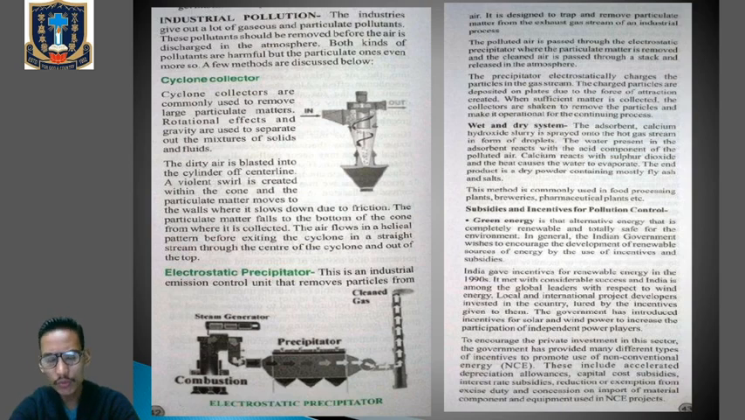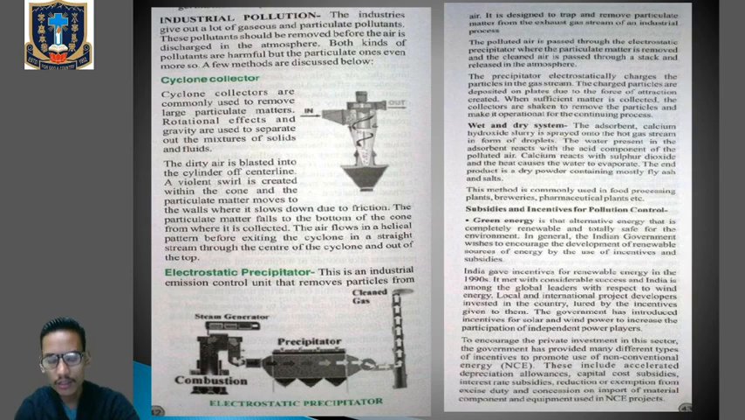Both types of pollutants, the gaseous and the particulate, are harmful, but the particulate ones present in the air are very harmful. So now we are going to discuss a few methods by which we can control the emission of those pollutants into the air. The first method that we are going to discuss is called the cyclone collector or the cyclone separator.